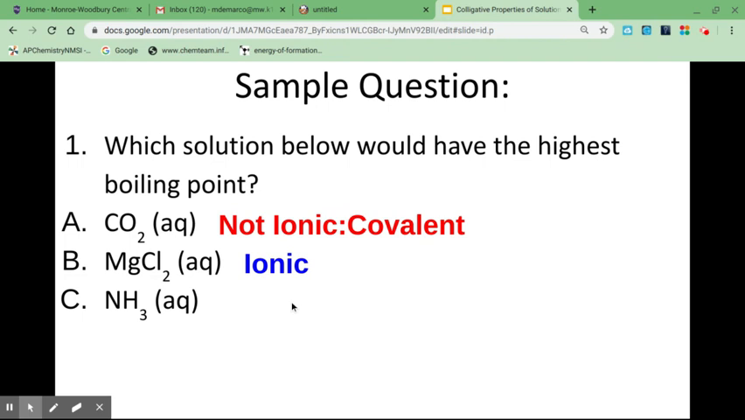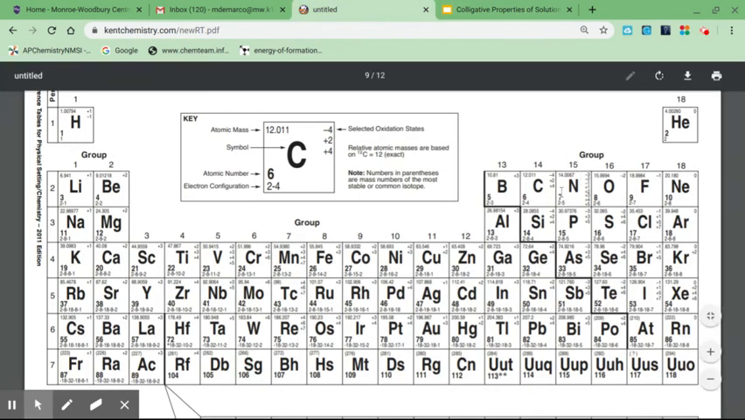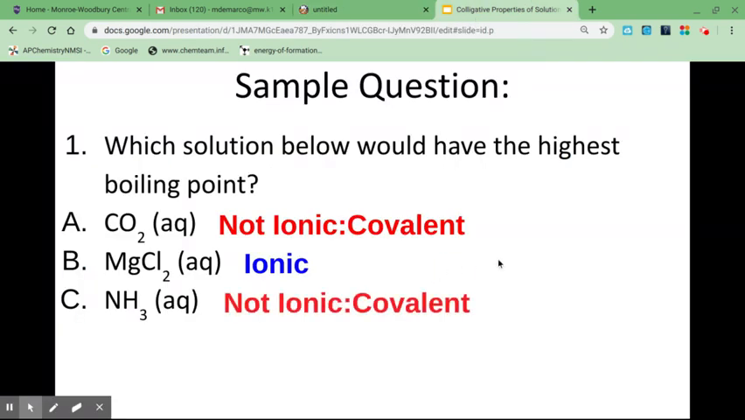Ammonia always tricks students. Students always forget ammonia. Ammonia, NH3. Remember, N and H, if I look it up, N is a nonmetal. And the reason why it's tricky is because H is a nonmetal on the left-hand side. So ammonia is also covalent. So in this question, if I'm looking for the highest boiling point and I need the one that's ionic, well, my answer has to be B, magnesium chloride. Otherwise, it could not be. Notice how easy that was. As long as I know what's ionic and covalent, I can pick out the answer pretty easily.